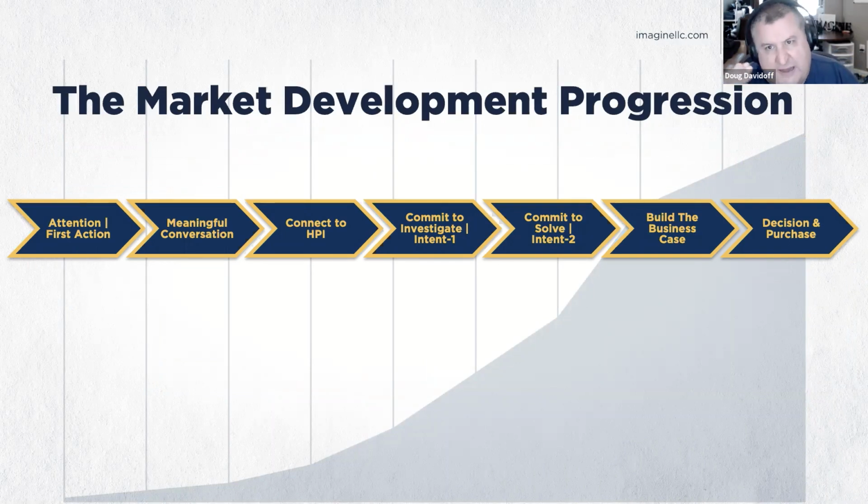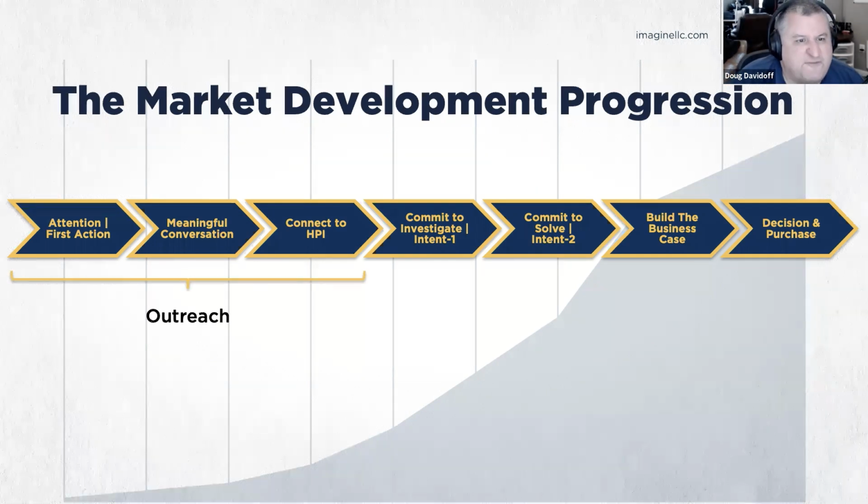But if you were to look at just about any sale, and certainly any B2B sale, you're going to see it's going to go through these 7 stages in pretty much this order, right? We need to generate attention, first action. We need to have meaningful conversations. We need to connect to important pain points, areas that matter. There's a commitment to investigate. The customer says, we need to do something. We need to think about this. We need to decide, are we going to do something about this? There's a commitment to solve. We need to solve this problem. We need to do something. The business case gets built. The decision is made and a purchase happens.